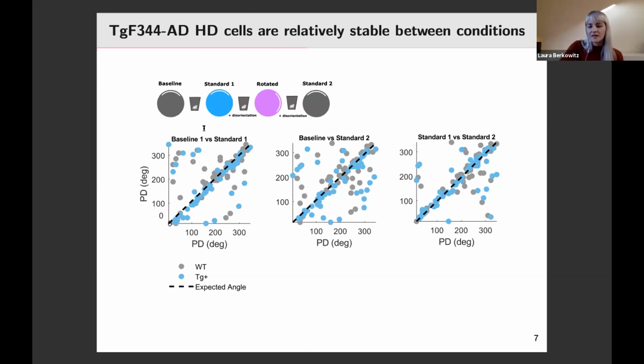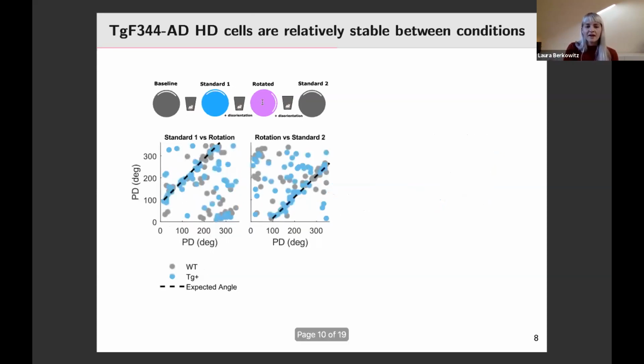And so next we wanted to compare whether or not cells from the transgenic group were able to rotate with that cue rotation. And so when we plot the same conditions, so preferred direction between the 2 environments, we see that there's a little bit more variance, and this variance is present within both controls and transgenics, although it's a little bit more severe with the transgenic population. And so we wanted to see what could be contributing to this variability.